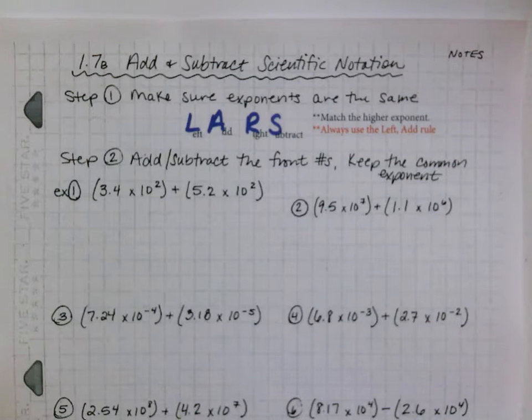Math with Miss Reimer. Today we're looking at section 1.7. The second part, we're looking at adding and subtracting scientific notation. This is going to feel a little bit familiar to the multiplying dividing section as well.